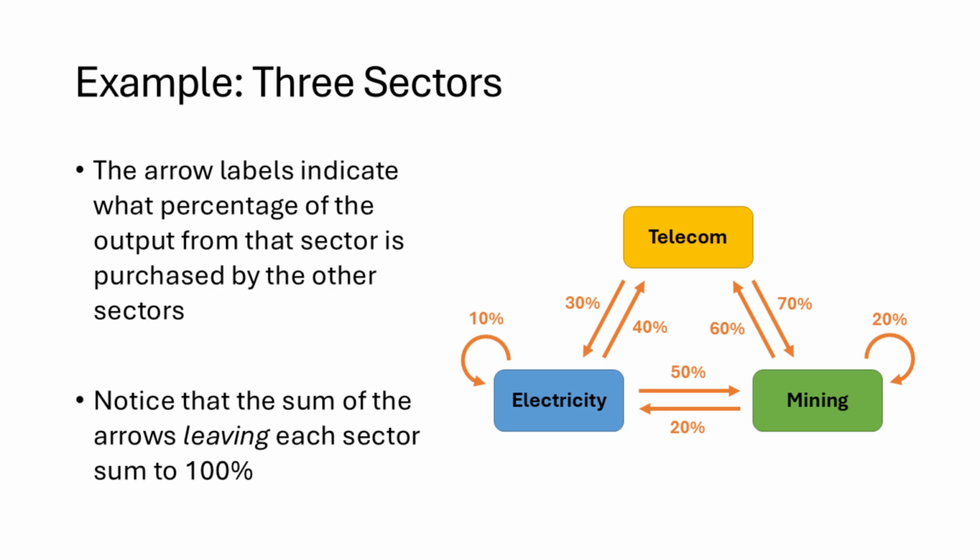We'll say that the sectors are telecommunications, which I'll abbreviate as telecom, electricity, and mining. So these arrows represent the shifting of goods and services and money between the three sectors. What we want to notice here is that the arrows leaving each sector sum to 100%. So we assume that all of the goods and services that each sector produces are fully purchased either by the sector itself or by the other sectors.